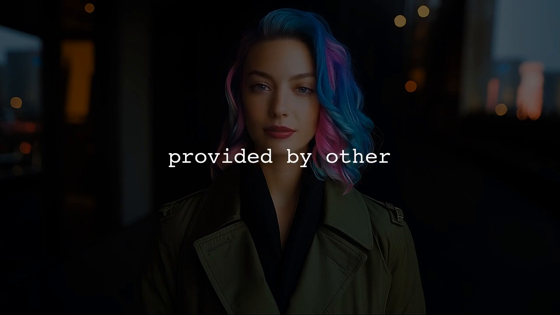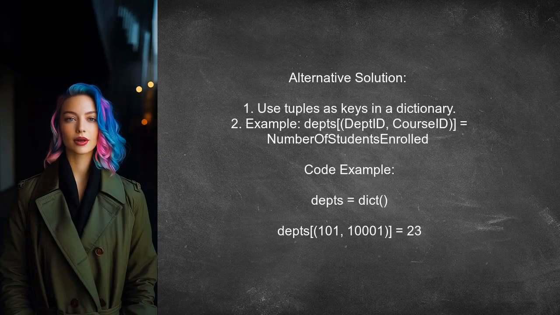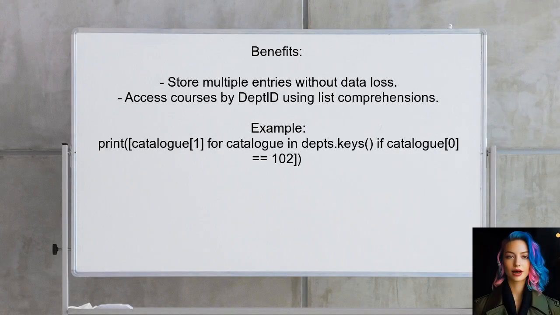Now let's look at the answers provided by other users. An alternative approach suggested by another user is to use tuples as keys in your dictionary. This way, you can uniquely identify each pair of dept ID and course ID. For example, you can create a dictionary where the keys are tuples like dept ID, course ID, and the values are the number of students enrolled. This method allows you to store multiple entries without losing data. You can also easily access all courses associated with a specific dept ID using list comprehensions or filters.